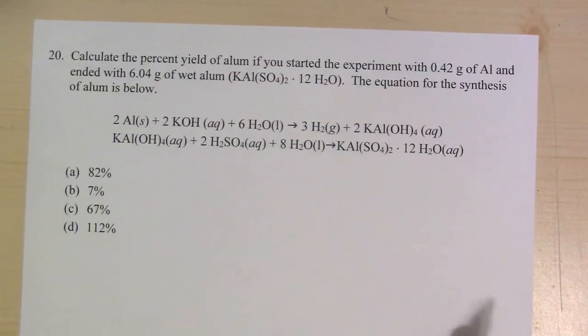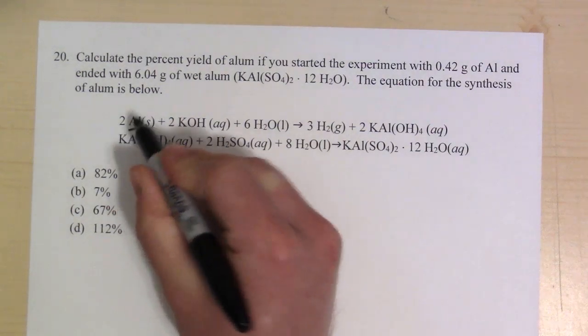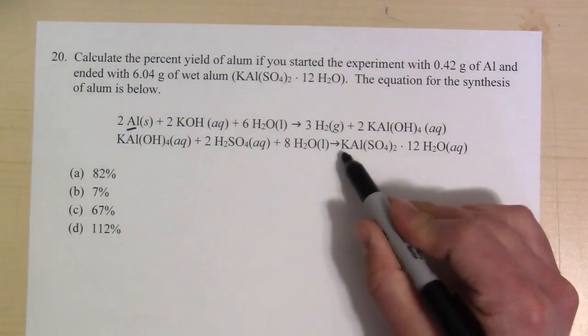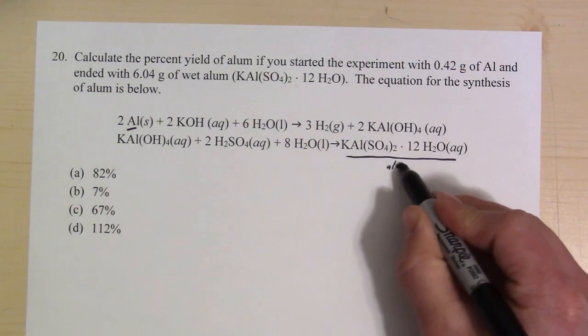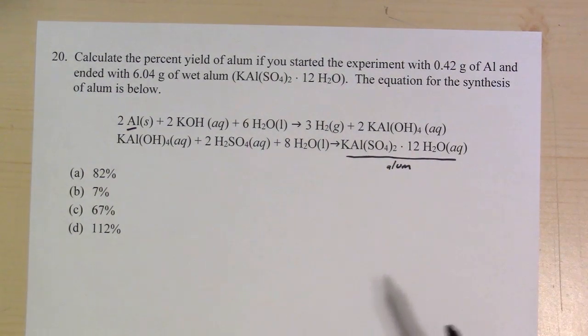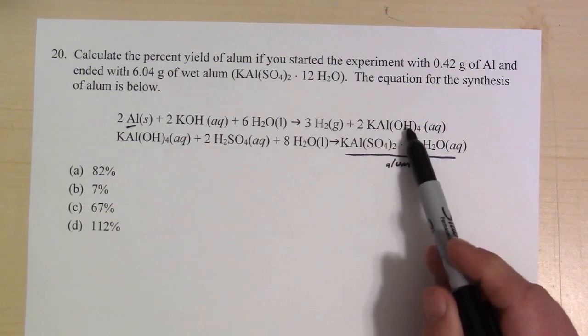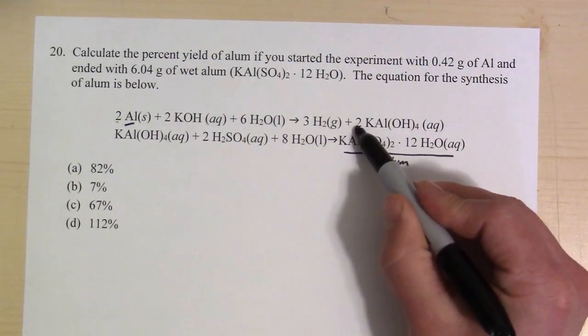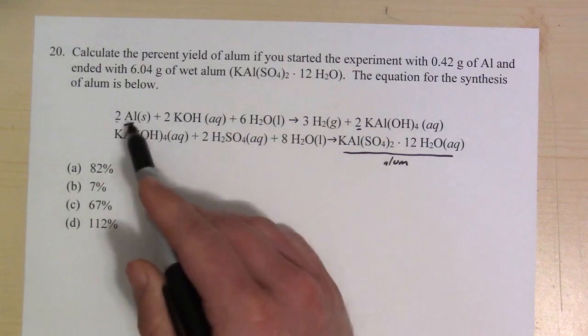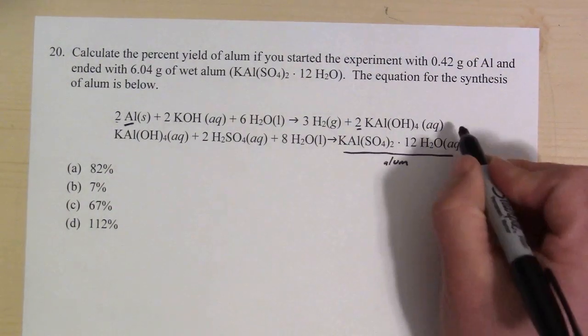So for number 20, calculate the yield of alum if you start the experiment with 0.42 grams of aluminum and end with 6.04 grams of wet alum with the formula. The equation for the synthesis of alum is shown below. So here is our starting material, and here is our product alum. For every aluminum, you get 1 potassium aluminum hydroxide, because the coefficients are 2 and 2 for each of those. So for 1 aluminum, you get 1 potassium aluminum hydroxide.